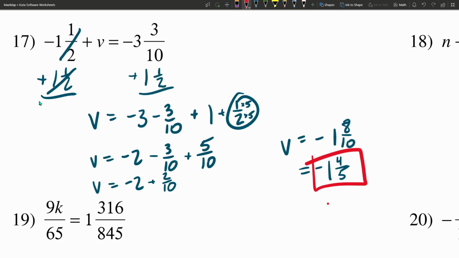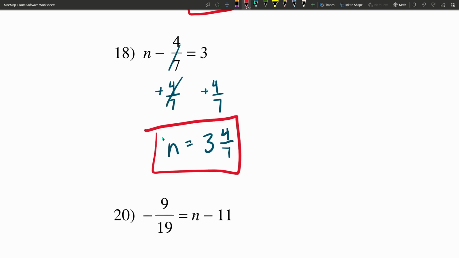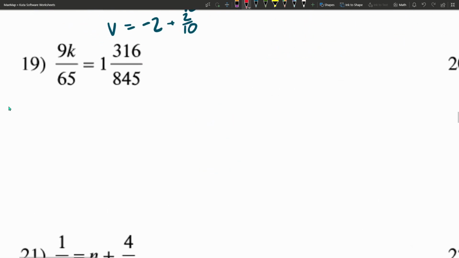Let's move on to number 18. For number 18, we have n minus 4/7 equals 3. Isolate that n by adding 4/7, and I have to add it to both sides of my equation. So n is going to be equal to 3 plus 4/7. Well, that's just 3 and 4/7. There we go. Leaving it as a mixed number was quite simple for number 18. Let's move on to number 19.